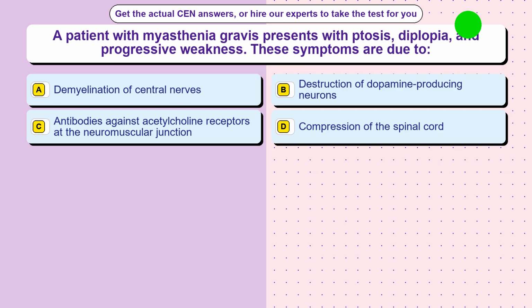Question 18. A patient with myasthenia gravis presents with ptosis, diplopia, and progressive weakness. These symptoms are due to: Option A. Demyelination of central nerves. Option B. Destruction of dopamine-producing neurons. Option C. Antibodies against acetylcholine receptors at the neuromuscular junction. Option D. Compression of the spinal cord.